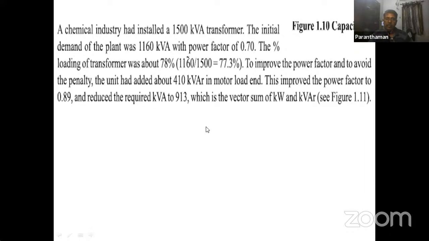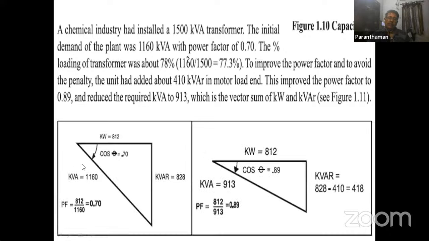So, an example. In the first case, the kilowatt is 8 hundred. In the new case also, the kilowatt will be the same because it is the requirement we have. Previously, the power factor was very poor. Poor power factor means the angle will be large. Best power factor means the angle will be less. That's all.